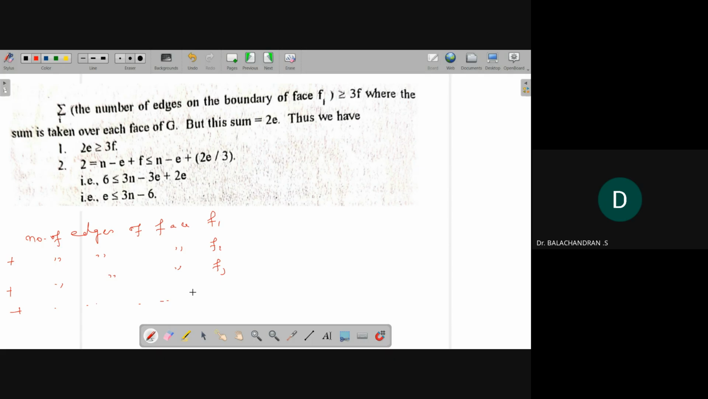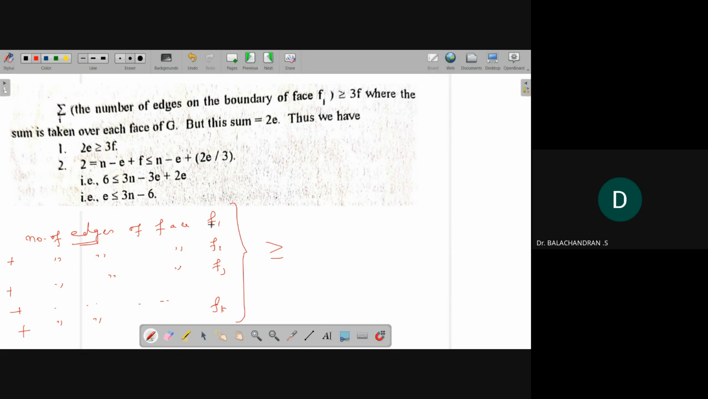Okay, so maybe the last one is the number of edges of Fk. Okay, totally k faces, so F1 to Fk. So I'm just counting the number of edges of each face. So this sum should be greater than or equal to, okay, this sum.